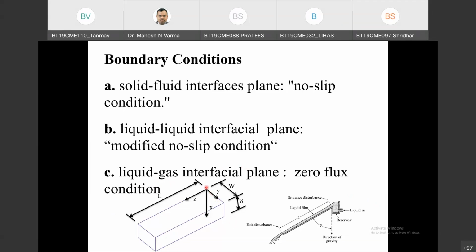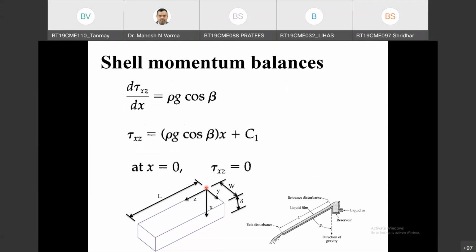If I have a differential equation in x and y, then I will need boundary conditions with respect to x and y. The same will apply when you go for a multi-dimensional differential equation. This is a 1D differential equation, and variation is there only in the x direction, so I need a boundary condition only in the x direction. Mathematically, I can write at x equals 0, tau xz equals 0.